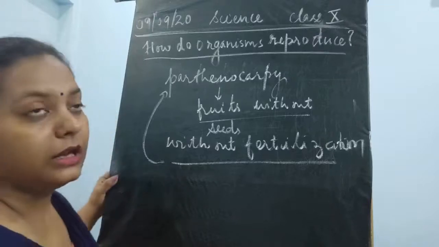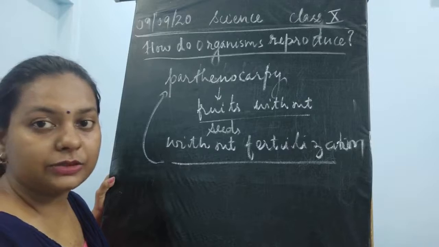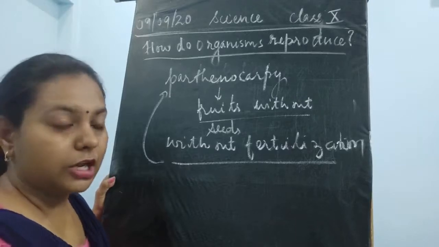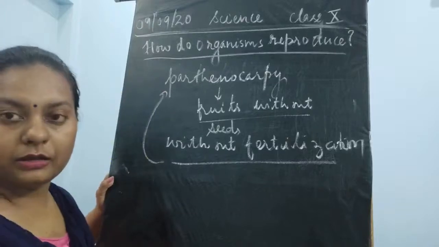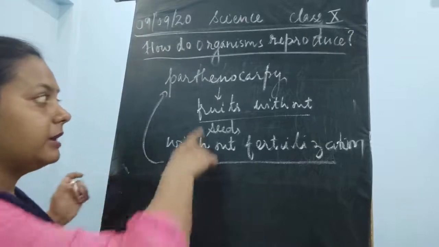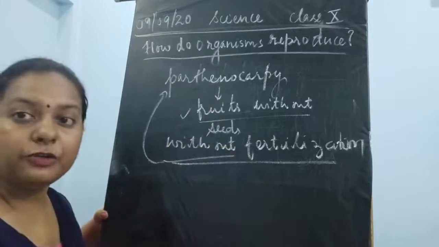As you know, when we eat fruit, we do not like to eat the seeds. So we want fruits which do not have seeds. This is possible in parthenocarpic fruits, where they are developed. These fruits are formed without fertilization.